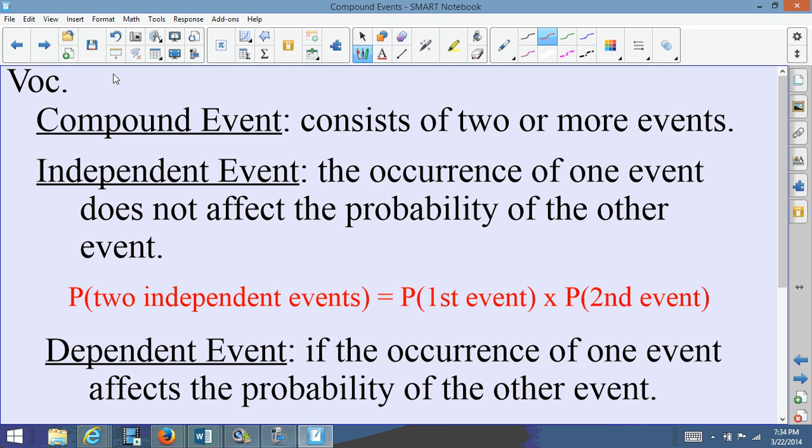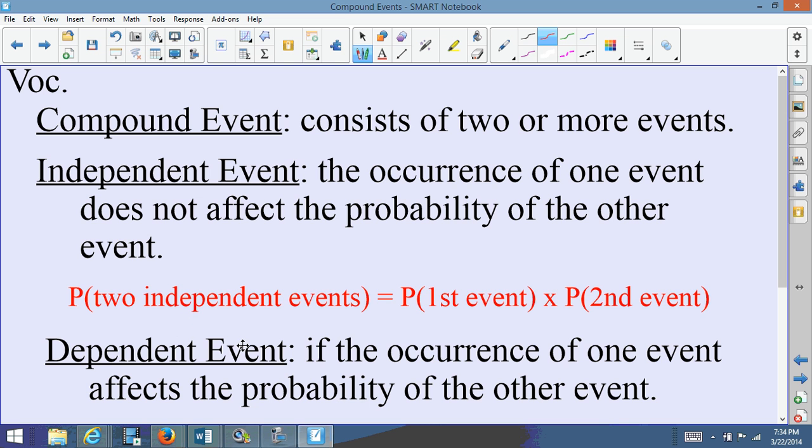An independent event is the occurrence of one event that does not affect the probability of the other event. Please note that the probability of two independent events is equal to the probability of the first event times the probability of the second event. The counting principle explains the reason why we multiply.